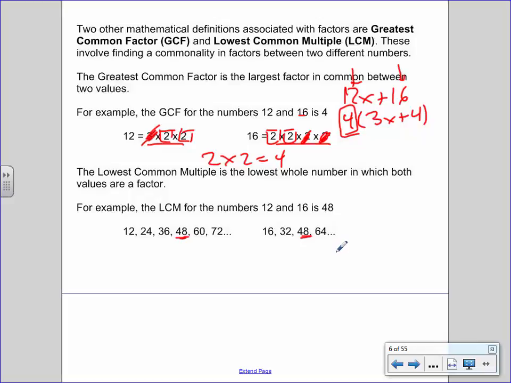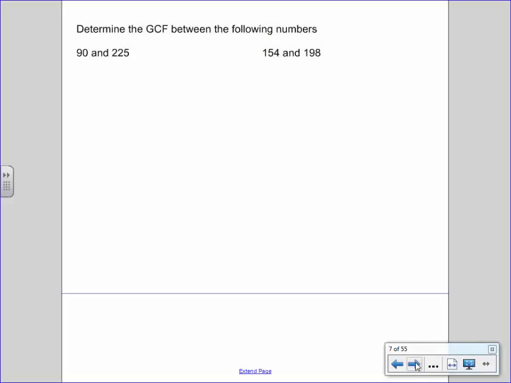You guys have probably done this before. Let's just do a couple more examples and we'll call it a day. So let's find the greatest common factor between 90 and 225. And then in a second, we'll do the other one. I can already guess one number that's in common between them. I bet you there's a 5 in both of these numbers, right? Because clearly 90 should divide by 5 because it ends in a 0. And 225 can divide by 5.